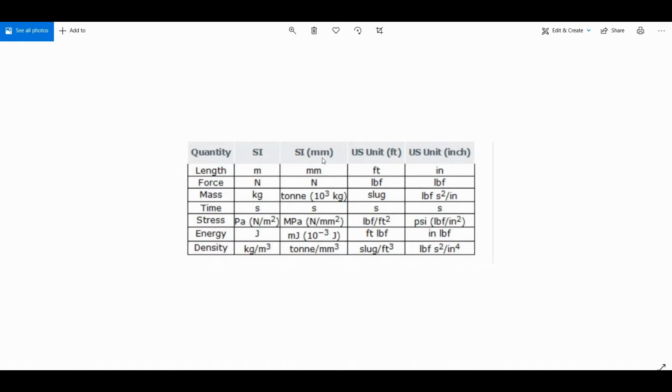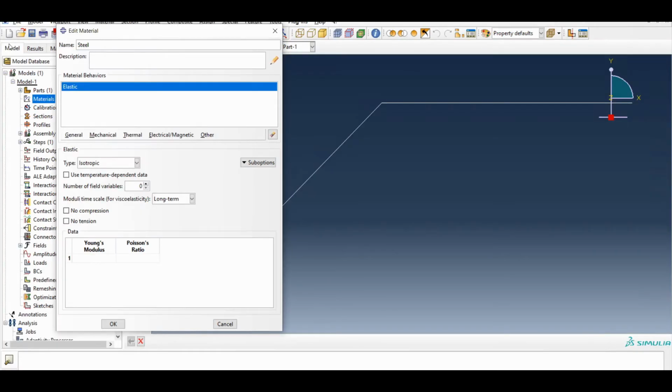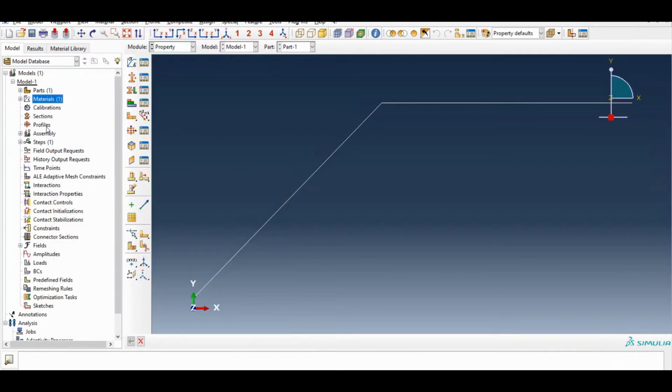Now if you are following the US units, if you want to find stresses in pounds per square inch, then we have to use inches and pounds for our forces. So in this case we are using inches. So we can directly use PSI for the stress units. So we'll use 30 into 10 to the power 6 here. Let it be 0.3. Okay, let's create our profiles.